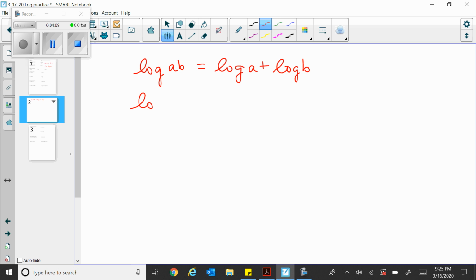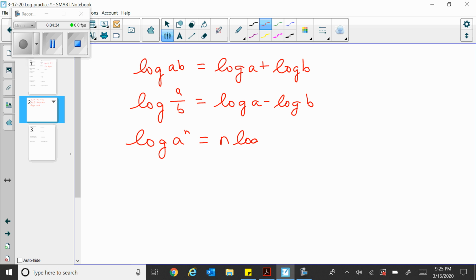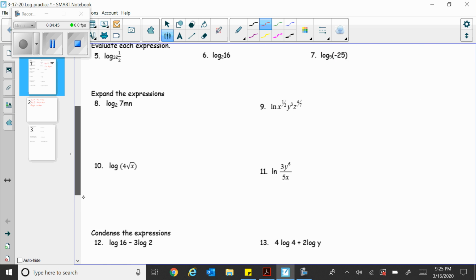If you have the log of a divided by b, you can expand that by subtraction. So it's going to be log of a minus log of b. And then the last one is if you've got a logarithm and you've got something raised to a power, that rule says that you can put the power out front. And so it's n times the log of a. So those are the rules that you're going to be using on the next two sections, expanding and condensing. So let's go back down to it.